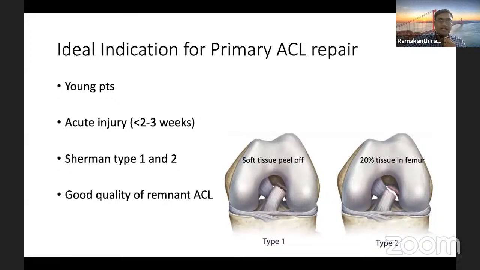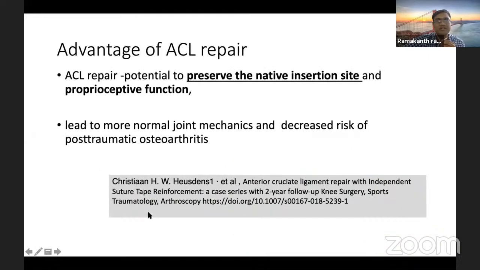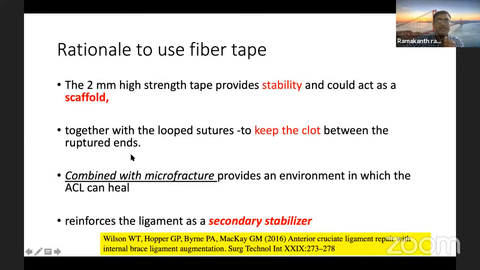So the ideal indication for the primary repair would be in young patients with acute injury, Sherman type 1 and type 2, and good quality of the remnant ACL. The advantage of repair is the potential to preserve the native insertion and the proprioception function, so that the joint mechanics can be restored, and it can decrease post-traumatic OA.